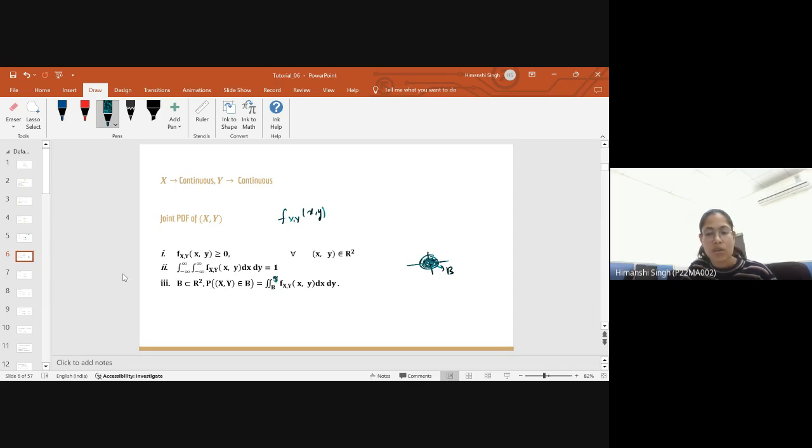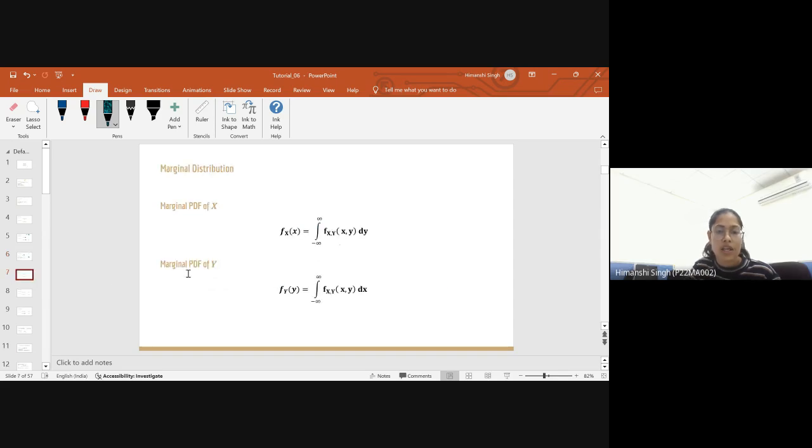Apart from this, we can also have the concept of marginal and conditional distributions. The marginal PDF of x is obtained by integrating the joint over the values of y. Similarly, if I want the marginal for y, I integrate the joint with respect to x. So these are the marginal distributions.